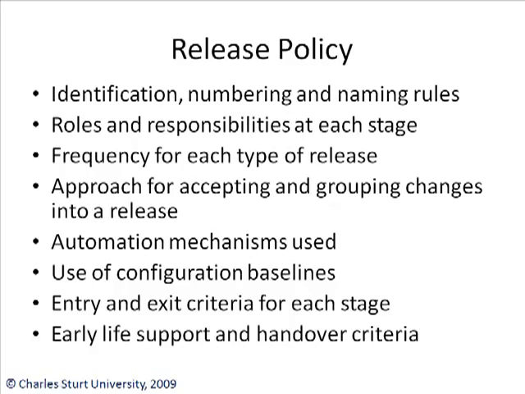So what type of releases are we allowed to combine without, for example, putting the organization at too much risk? What type of automation mechanisms are we going to use? Because automation typically makes things more efficient and more effective. How are we going to use configuration baselines? And how are we going to compare the release, for example, to the original baseline and the original configuration? How do we know we're actually dealing and working with the right stuff?